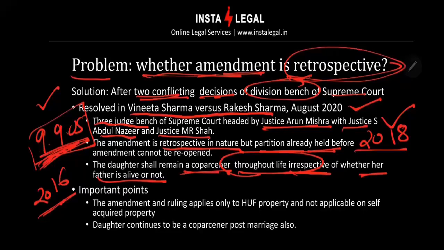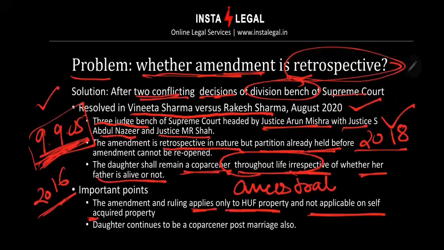Now, what are the important points that we need to remember when we are looking at this ruling and the amendment? The first important point is that it applies only to HUF property, that is the ancestral property, and not to self-acquired property. So if a father has more of a self-acquired property and has nothing as ancestral property, then a daughter cannot as a birthright claim partition. It is the prerogative of the father whether to divide the self-acquired property between both the children, for example, a daughter and a son, or will it away or gift it away to anyone.